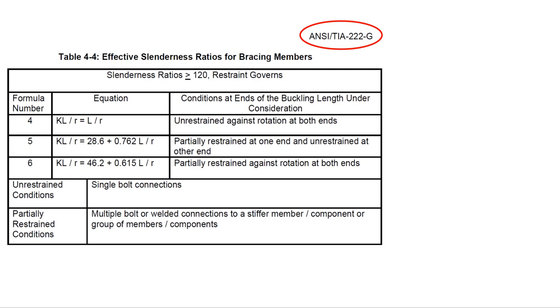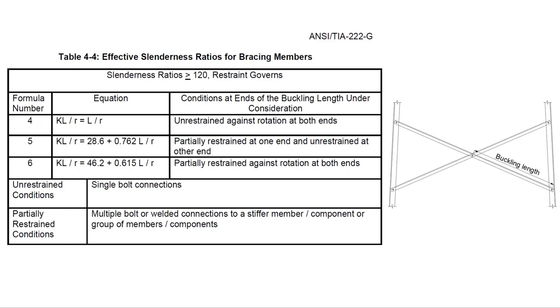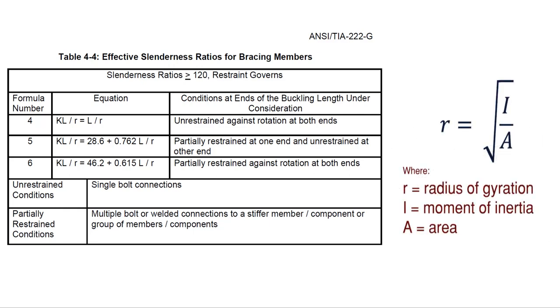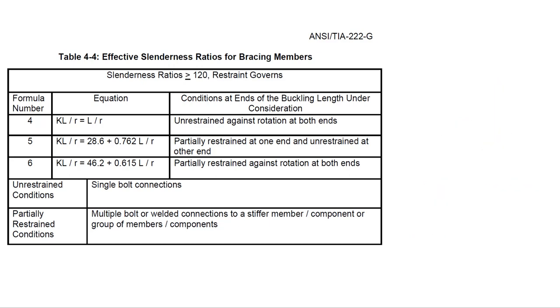TIA222G, the compression strength depends on the effective slenderness ratio KL/R, where K is a non-dimensional factor which accounts for different fixity conditions at the ends and hence may be called the restraint factor. L is the buckling length. R is the radius of gyration. The K factor depends on the restraint condition at the ends for bracing with a slenderness ratio more than 120.